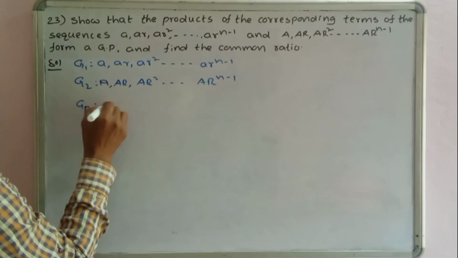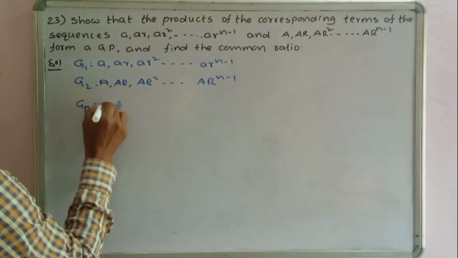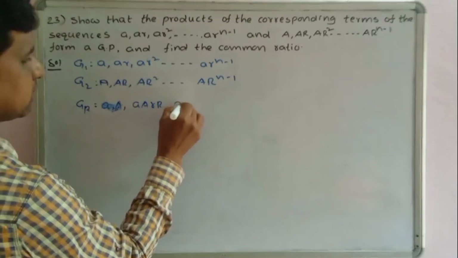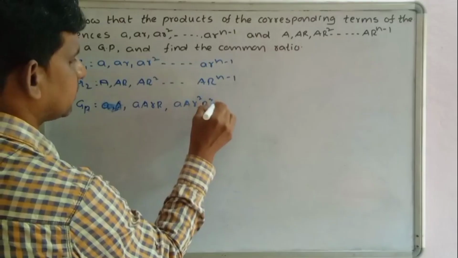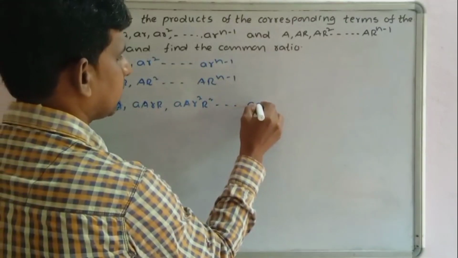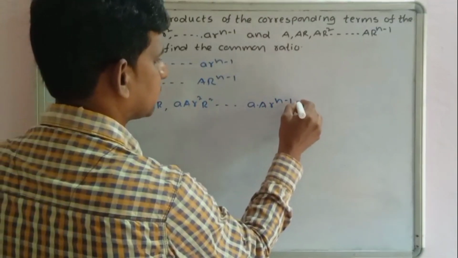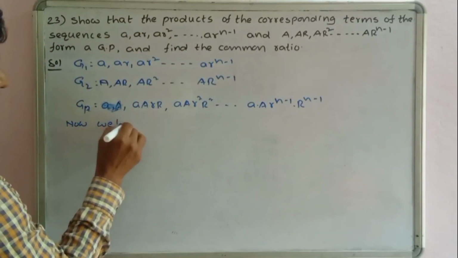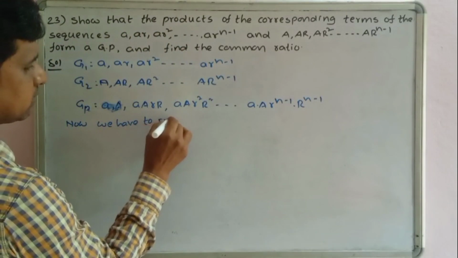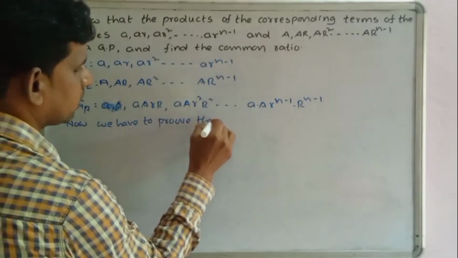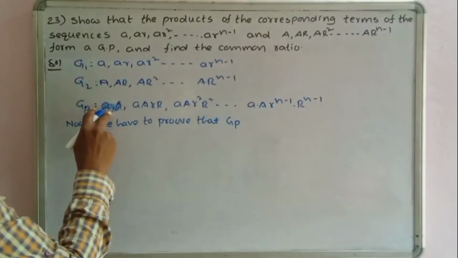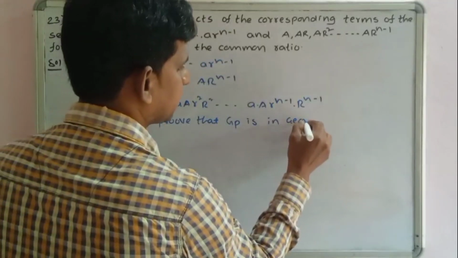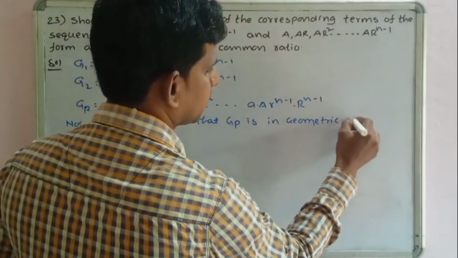Say it is GP. The first term is AA. The second one is AARR, the next AARR square, and so on up to AR power n minus 1 times capital R power n minus 1. Now we have to prove that the resulting product GP is in geometric progression.